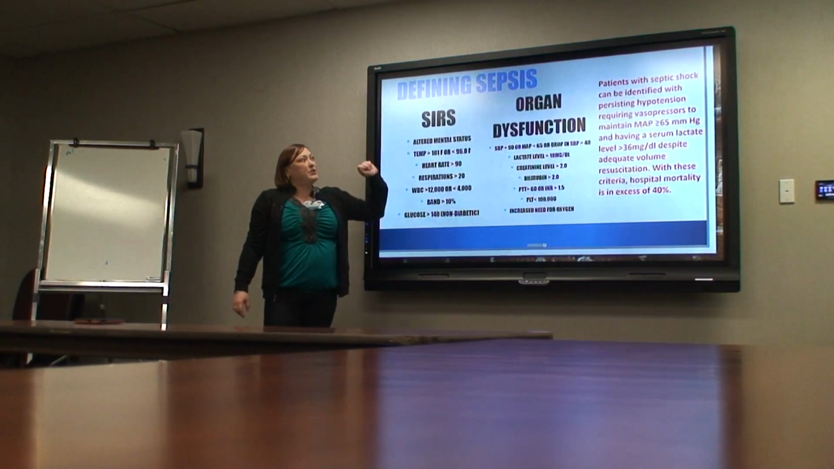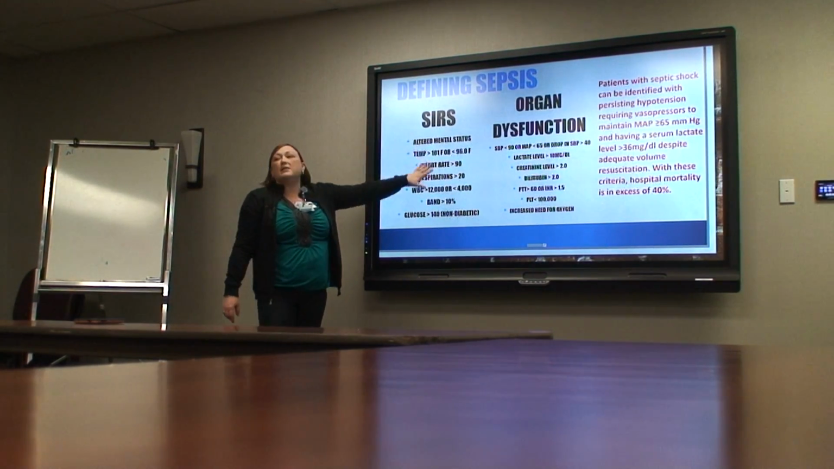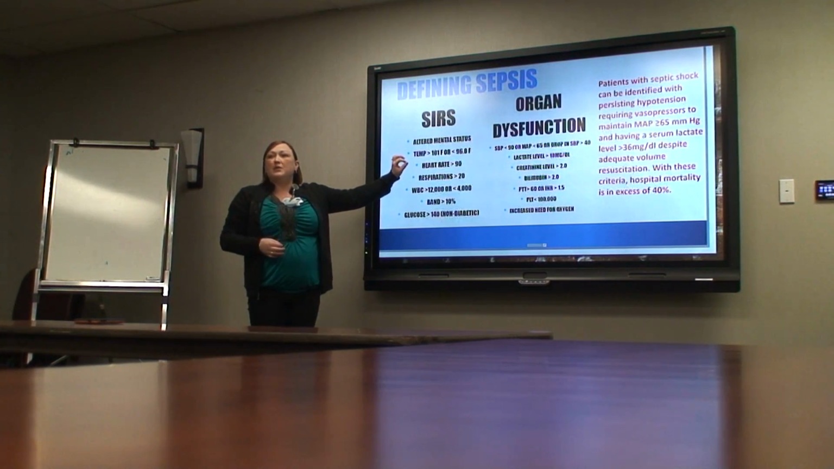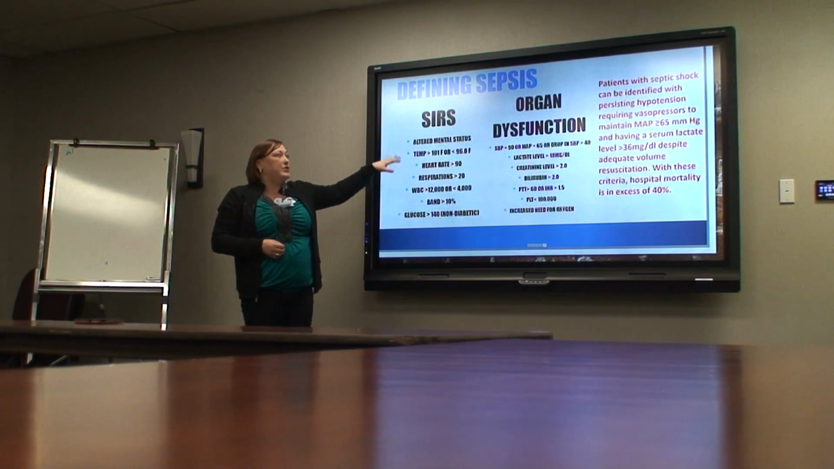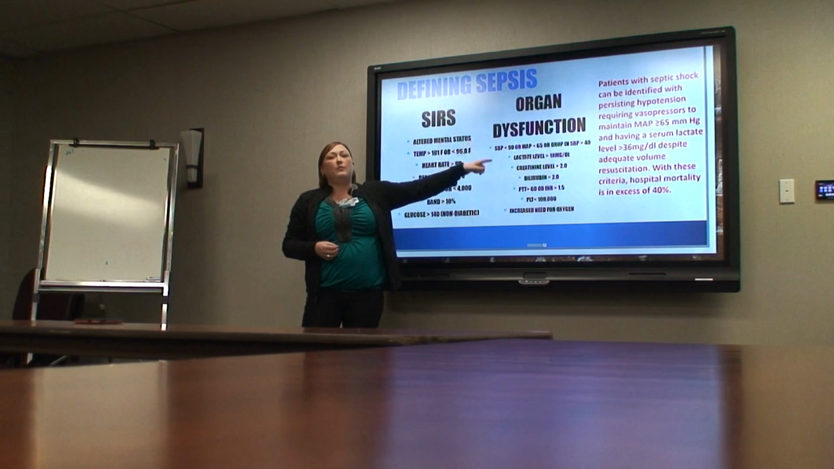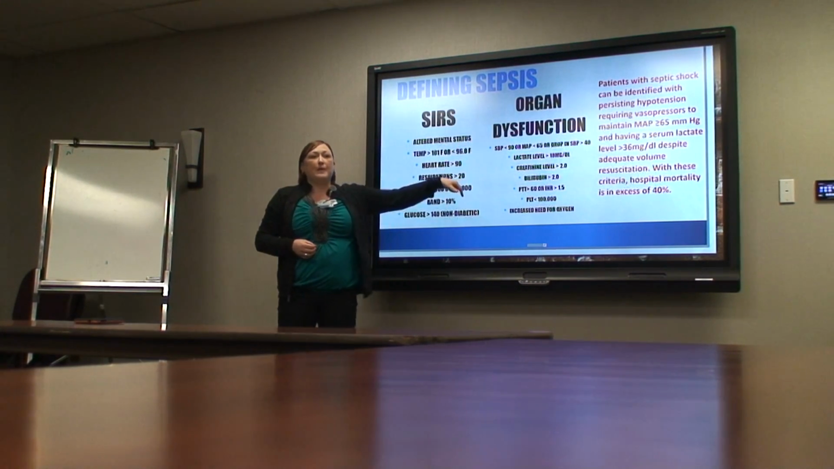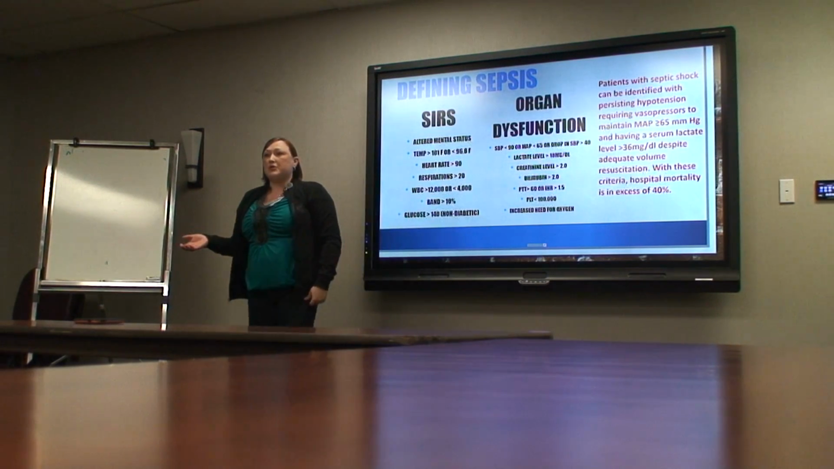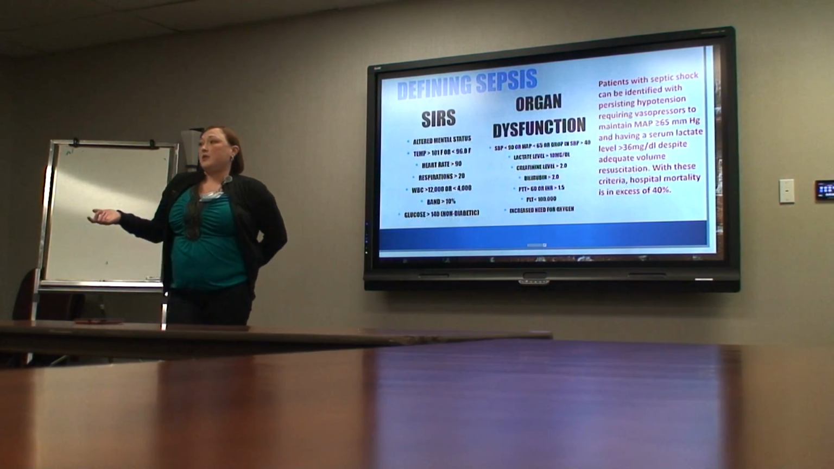So they have an infection or suspected infection, and they start with SIRS. They have to have 2 or more of these. And that's when we would initiate the 3-hour bundle. If we don't, they can progressively get worse to organ dysfunction. Okay? If they have SIRS, organ dysfunction, plus a low blood pressure, that's when we would call the code SERT.